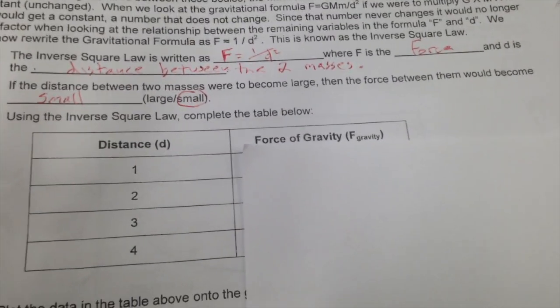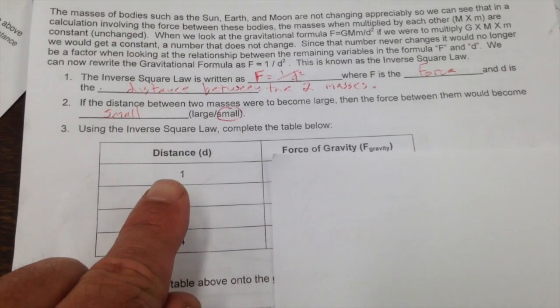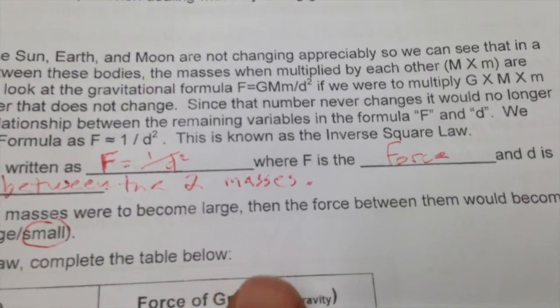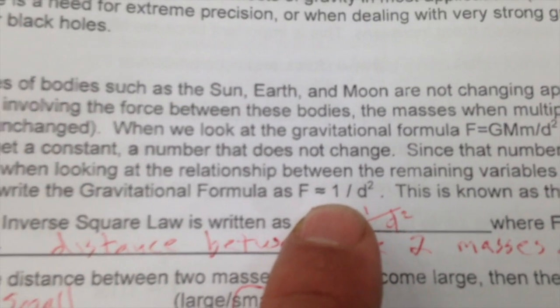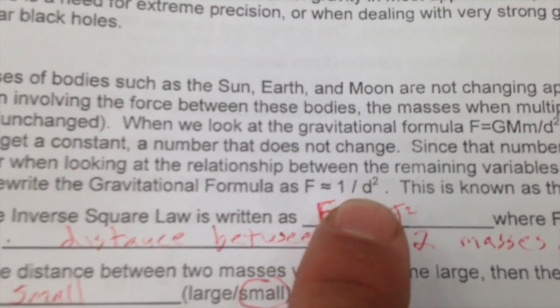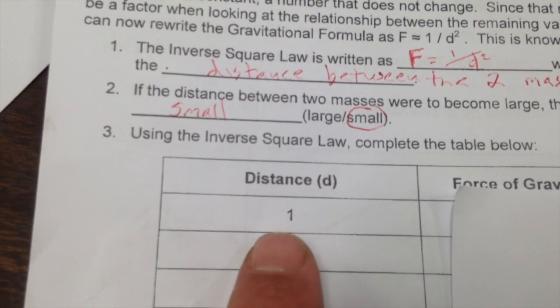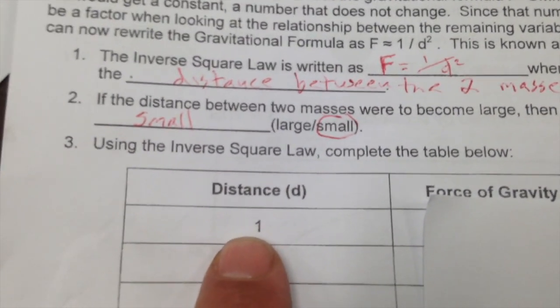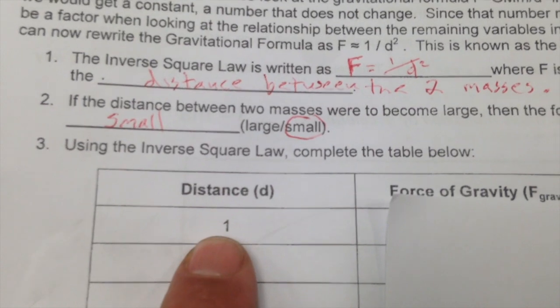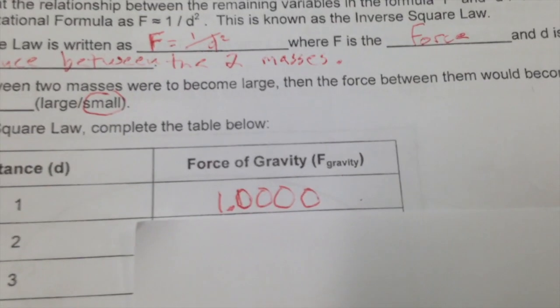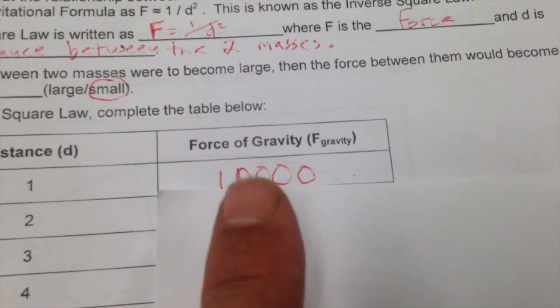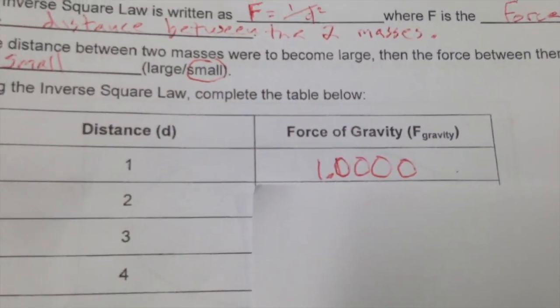Okay, so here we go. Let's go over the answers. So 1, if we use the equation, the inverse square law, which says F, the force, equals 1 divided by d squared, the distance squared. So if we put 1 in for d, that's really just 1 divided by 1 squared, which of course is 1 divided by 1, which of course is 1. And I am taking it out to 4 decimal points for a reason you'll see in just a moment.